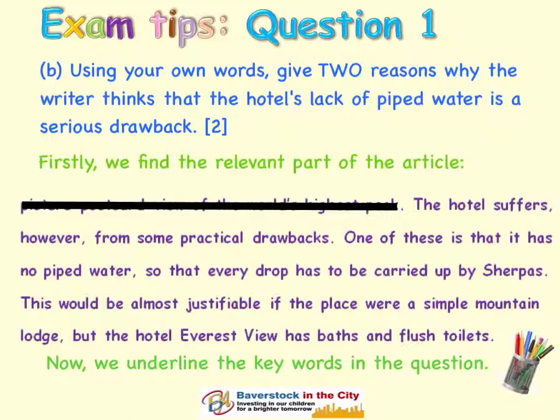So firstly, we find the relevant part of the article, and I've done that here for you. I've just put that piece in, and that crossed out piece here means that it isn't relevant to the question. So, the hotel suffers, however, from some practical drawbacks. One of these is that it has no piped water, so that every drop has to be carried up by Sherpas. This would be almost justifiable if the place were a simple mountain lodge. But the Hotel Everest View has baths and flush toilets.